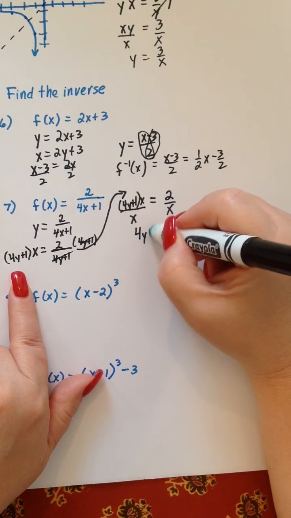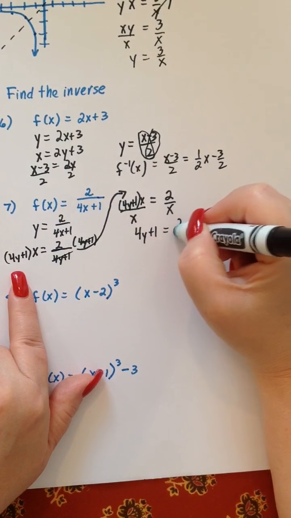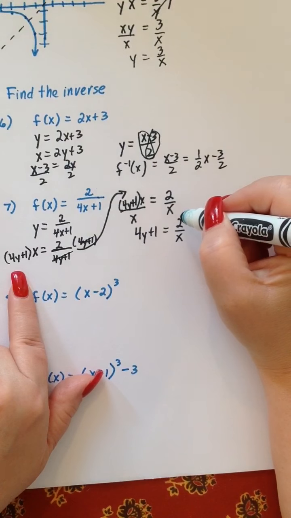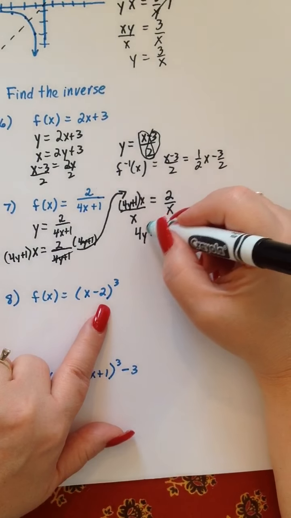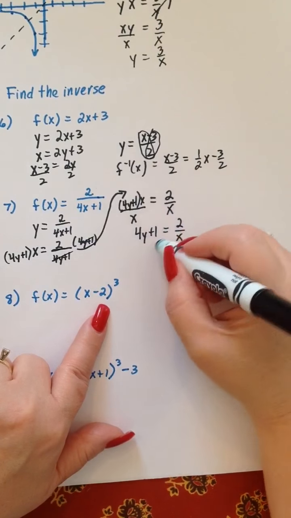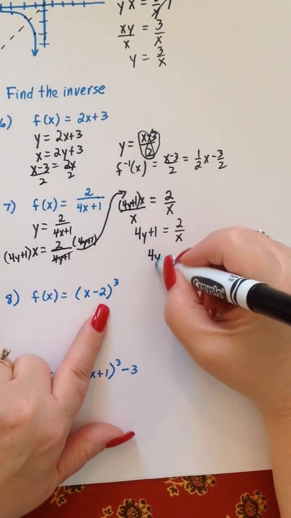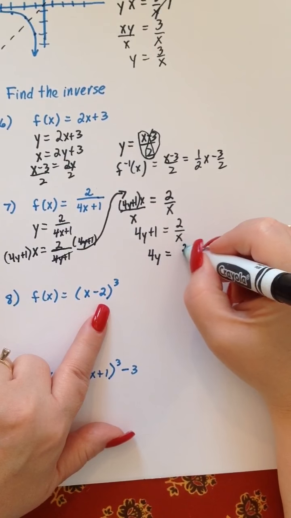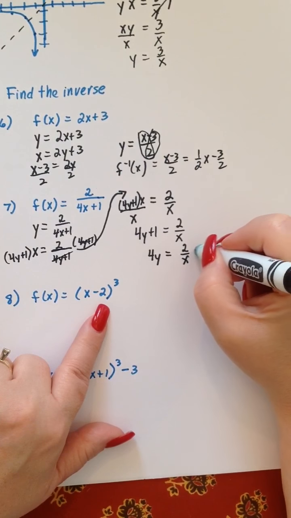So that gives me 4y plus 1 is equal to 2 over x. And then next, I need to get rid of the 1, so I'll subtract 1 from both sides, which will give me 4y is equal to 2 over x minus 1.